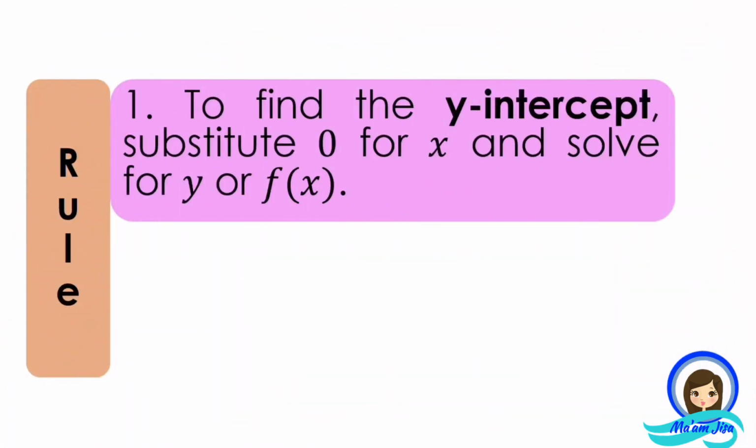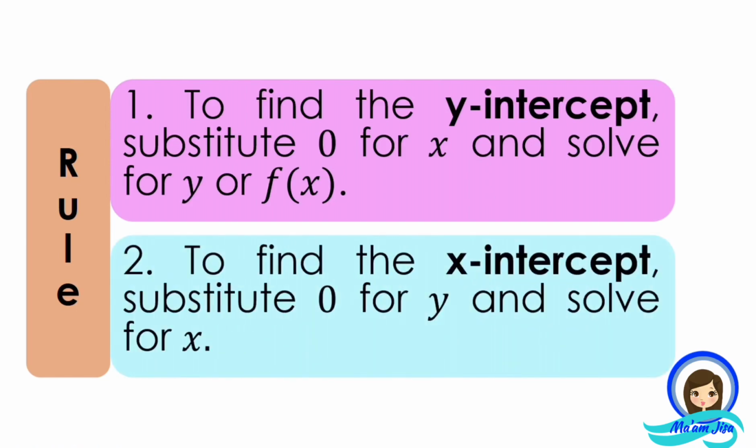But what about if there are no graphs, only given functions? Now, this is the rule. To find the y-intercept, substitute 0 for x and solve for y or f of x. Or in other words, evaluate the function at 0. To find the x-intercept, substitute 0 for y and then solve for x.